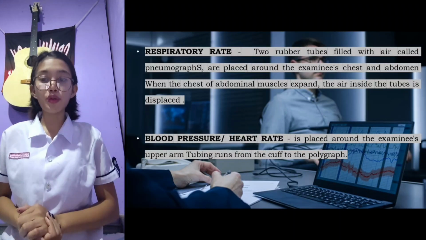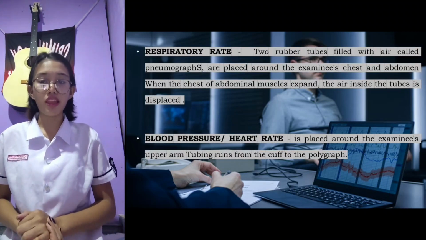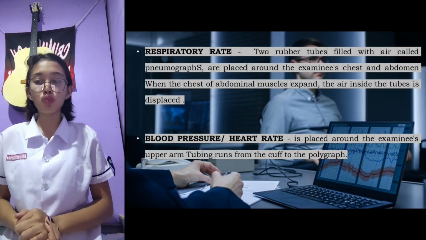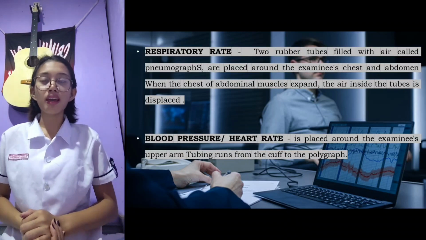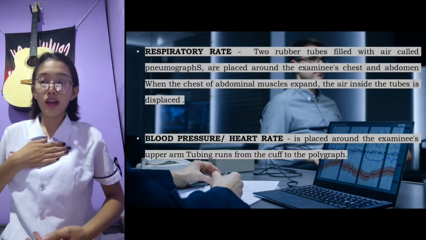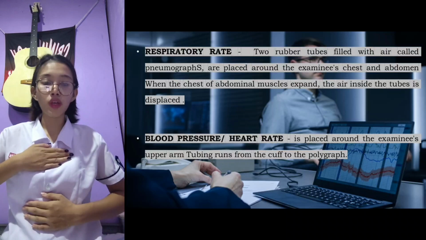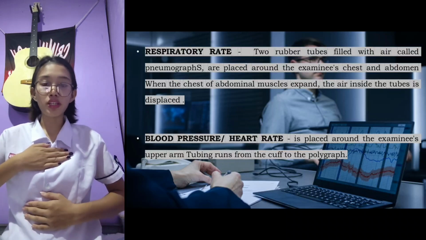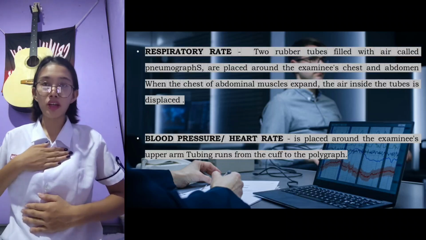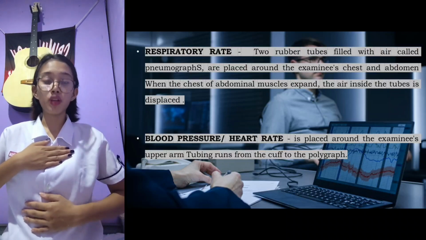Respiratory rate. Two rubber tubes filled with air called pneumographs are placed around the examinee's chest and abdomen. When the chest or abdominal muscle expands, the air inside the tubes is displaced. So, meron nilalagay sa polygraph machine. Later, may picture tayo dyan. Meron nilalagay dito sa chest and sa abdominal. So, yung tubes na yun ay naglalaman ng air. And when we have physiological changes, nagbabago, nadi-displace yung air sa loob ng pneumograph or pneumotubes, then it may have result in our polygraph machine.